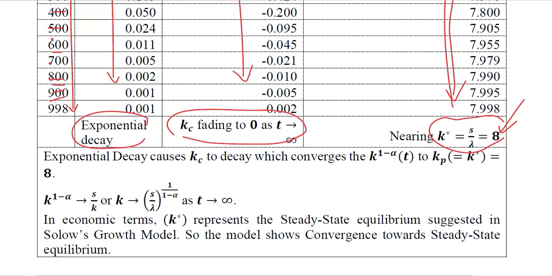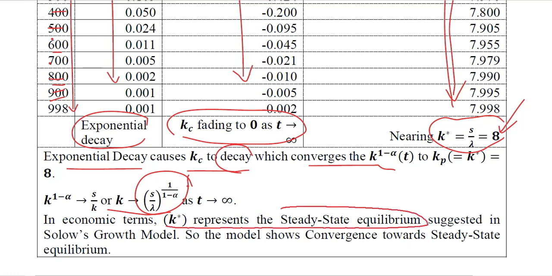So we can say that exponential decay is happening, and Kc, that is the deviation part, is also decaying, and convergence is happening, and we are getting close to the equilibrium, the value of which, symbolically speaking, is this. And finally, in economic terms, K star represents the steady state growth that we have understood in the qualitative approach video suggested in Solow growth model. So the model shows convergence towards the steady growth equilibrium.